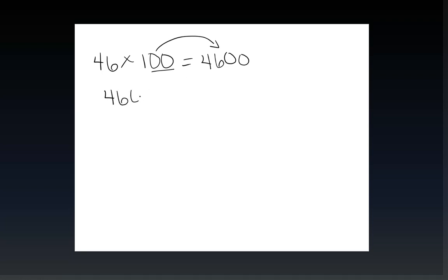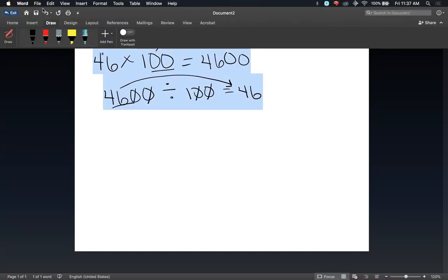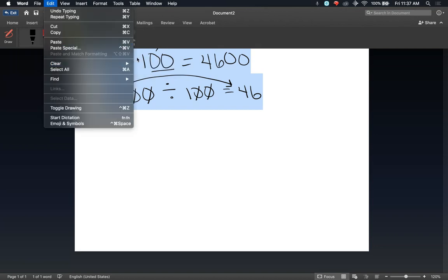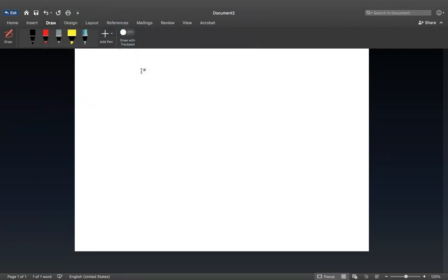Alternately, if we are dividing by tens, hundreds, or thousands, we can count how many zeros are there and take away that many zeros to have our answer. So those are our two simple tricks for helping us multiply and divide by tens, hundreds, or thousands. Today, though, we are going to take it one step further.